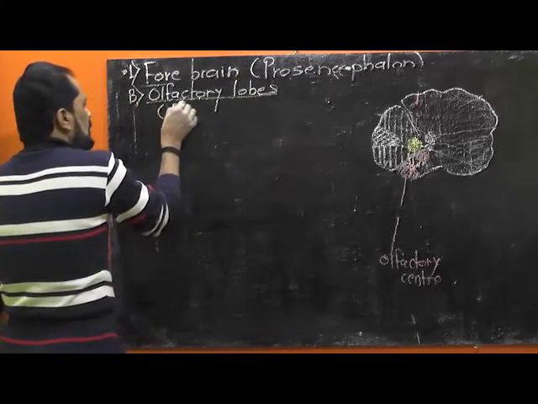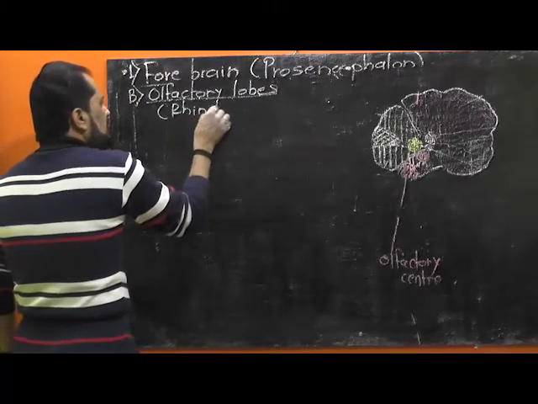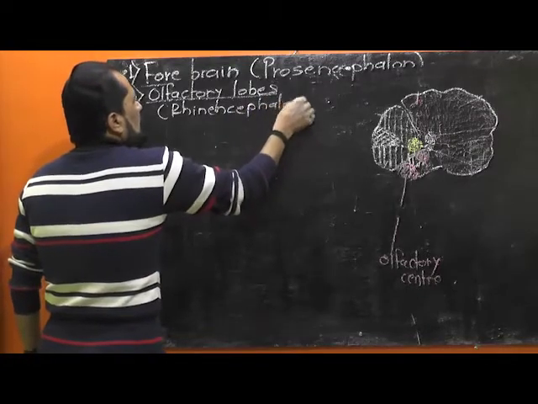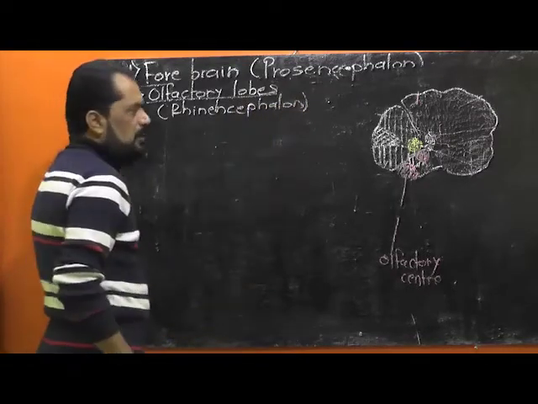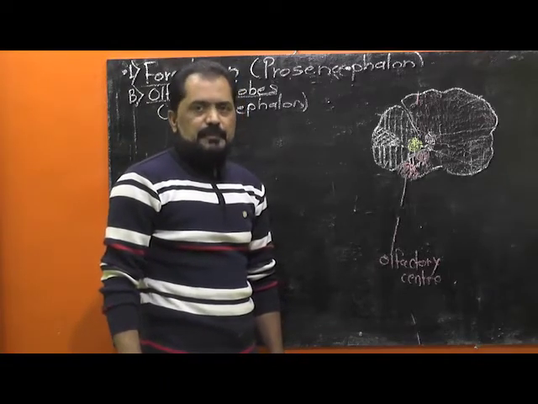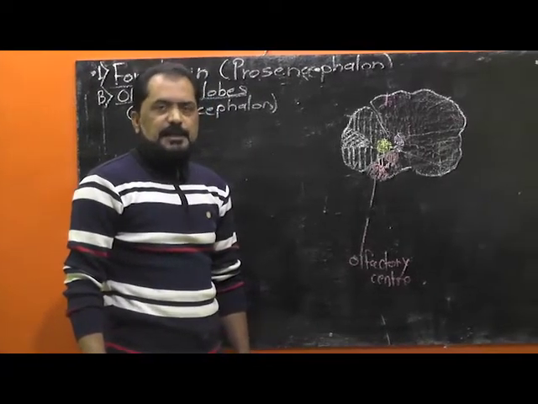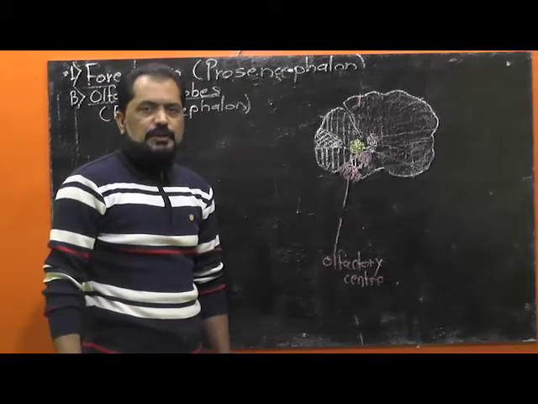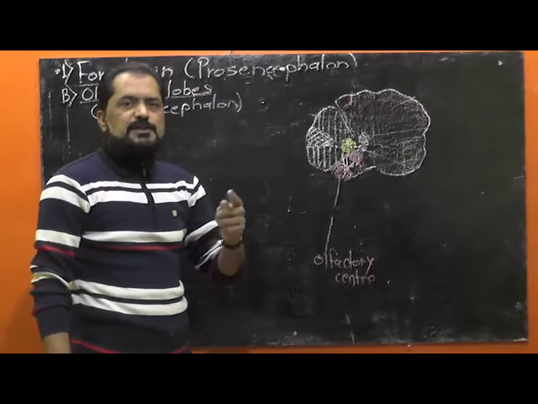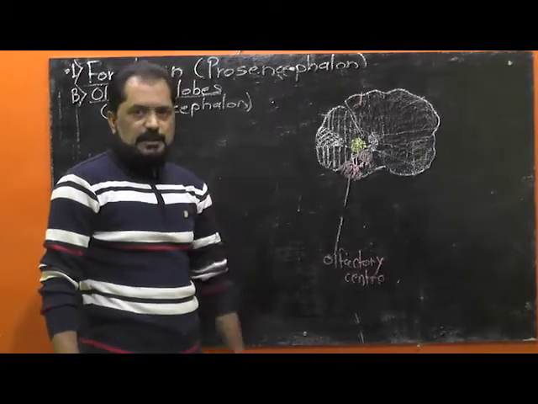These are also known as the rhinencephalon. Actually, olfactory lobes are paired structures and these are located antero-ventral to the cerebral hemispheres. Antero-ventrally. Please look at the diagram.